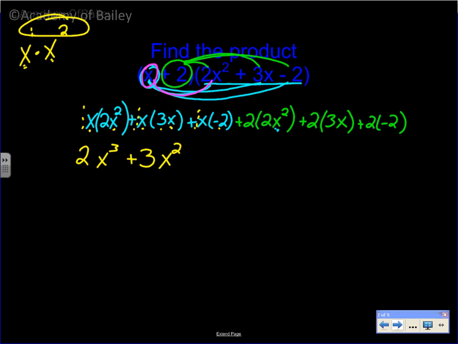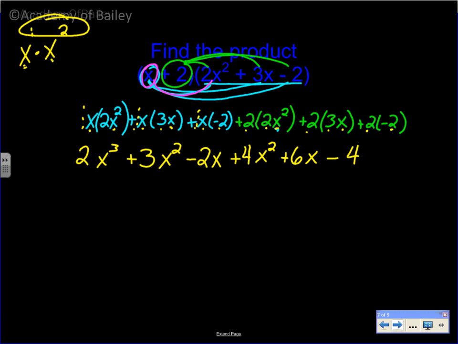We have a positive 1 times a negative 2. We know that's negative 2, and x is the only x there, so we leave that as x. Moving on down, we have positive 2 times positive 2. That's a positive 4, and we bring the x squared. We drop it down. Positive 2 times positive 3 is a positive 6, and we drop the x down. And positive 2 times negative 2 is negative 4. And so this is what we have.